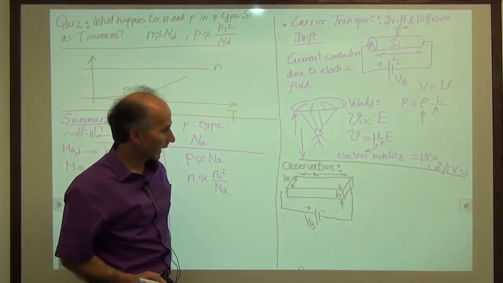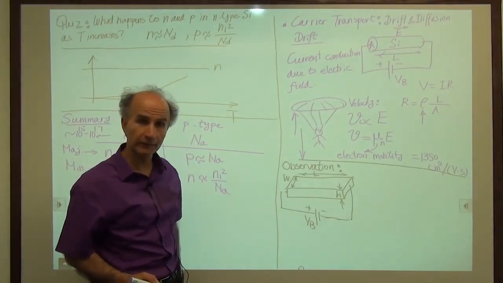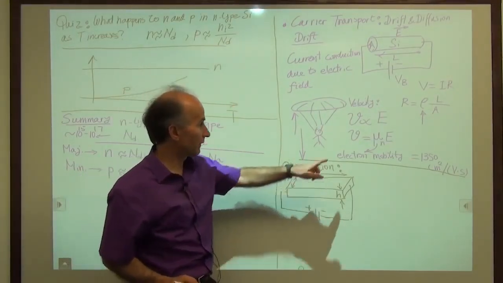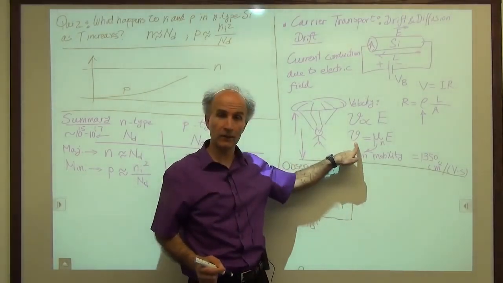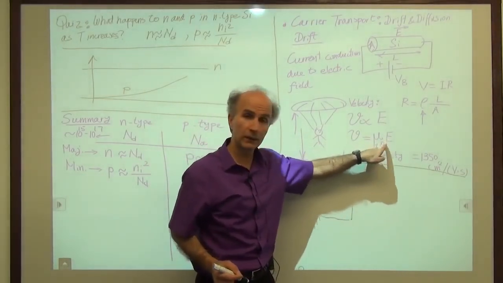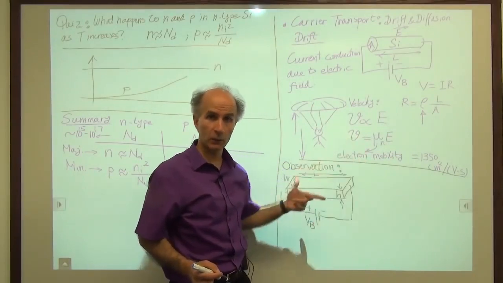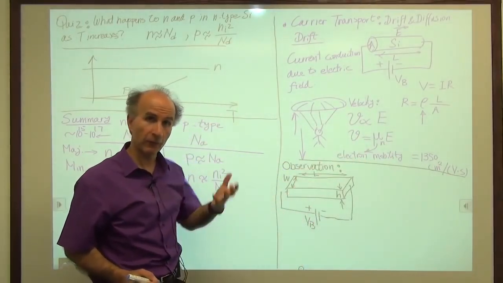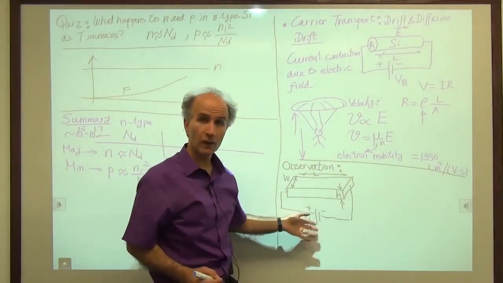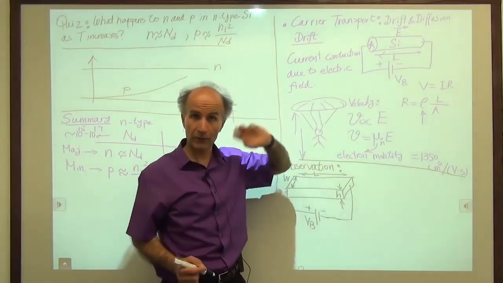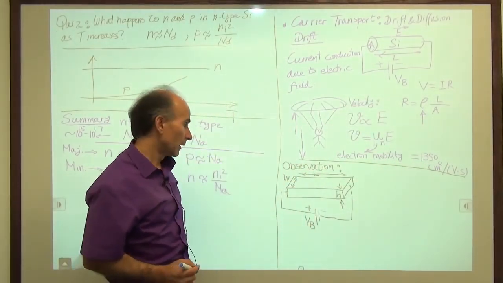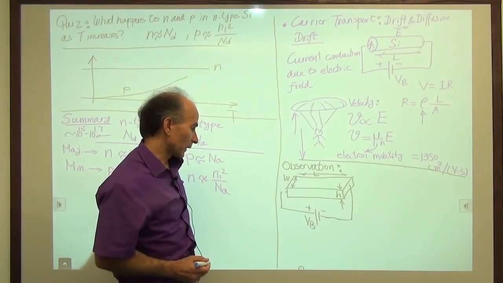And we need to find the current, assuming that we know the velocity of the carriers. We know the electric field, we know the velocity of carriers, we want to find the current. If we find the current and we have the voltage, then we can find the resistance. That was the ultimate objective. Okay, so how does this work?